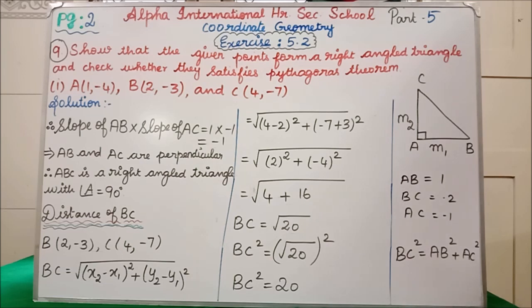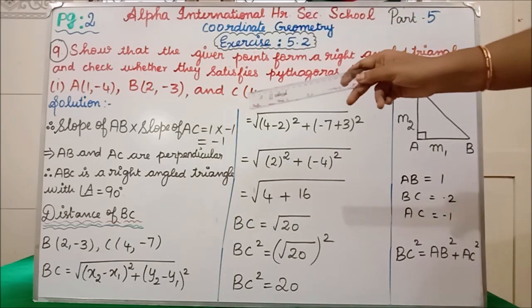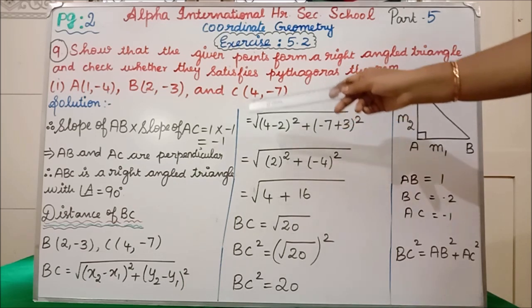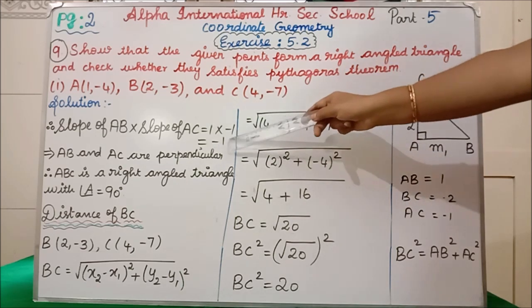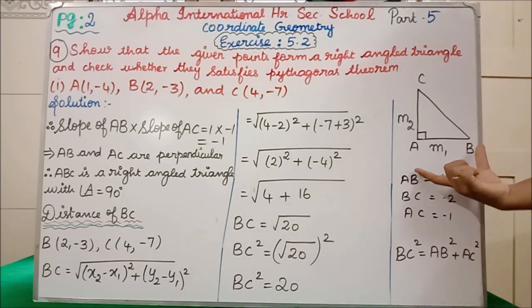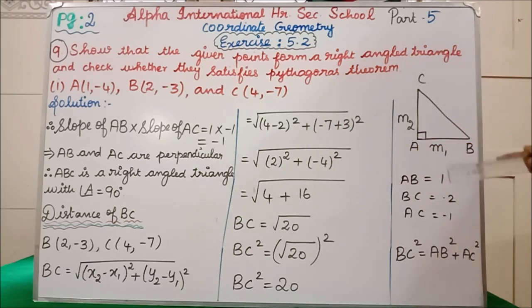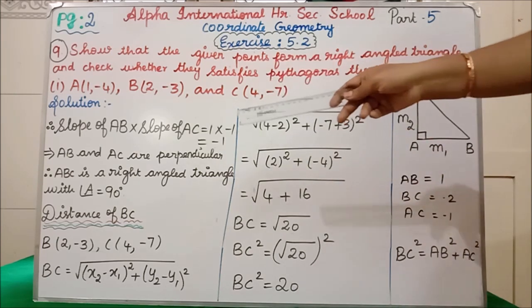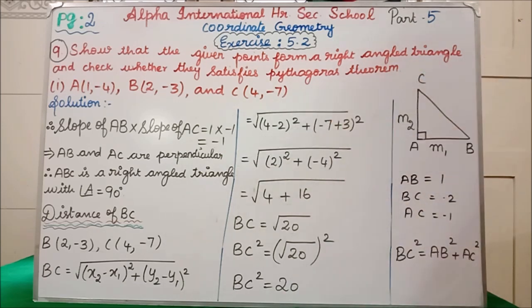Clear, students? So now we are writing, therefore slope of AB into slope of AC equal to 1 into minus 1 is what? Minus 1. Clear? Therefore AB is perpendicular to AC. We are writing AB and AC are perpendicular. Therefore, ABC is a right angle triangle with angle A at 90 degrees. Now we have proved it is a right angle triangle.